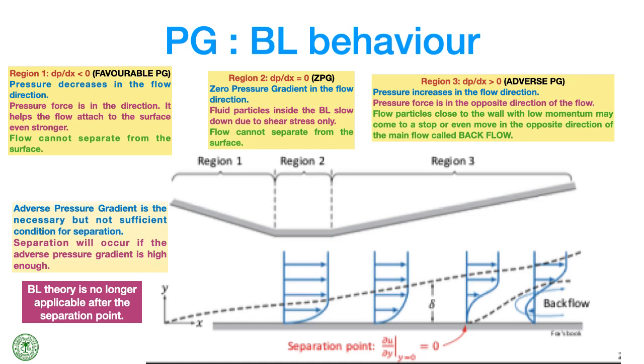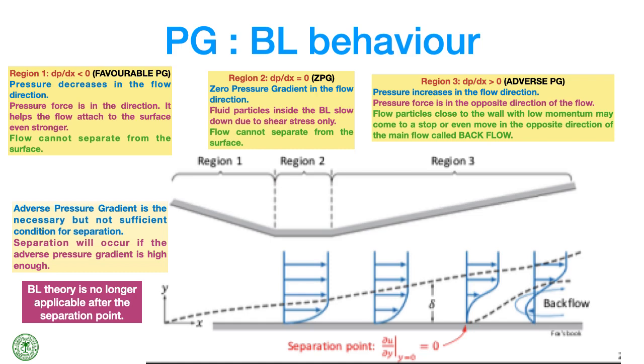So the condition for the separation point is that del u over del y must be equal to 0 at y equal to 0. So the boundary layer theory is no longer applicable after this point. This is one of the most important things: boundary layer theory can only be applied till the point of separation.